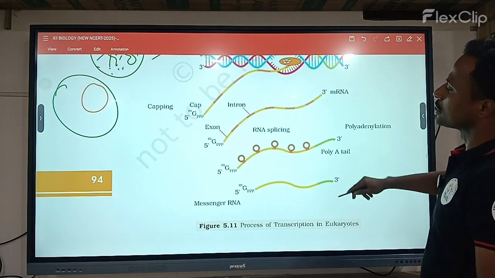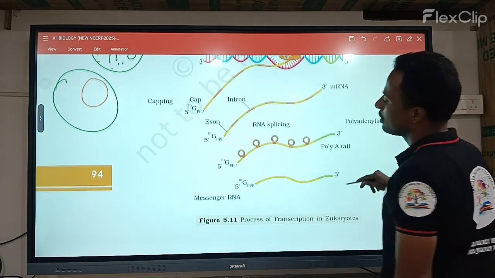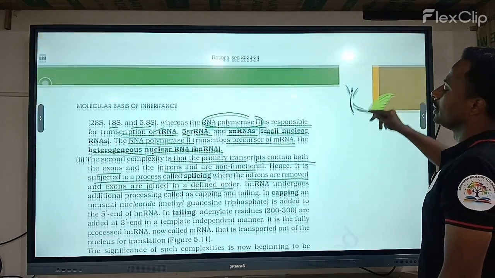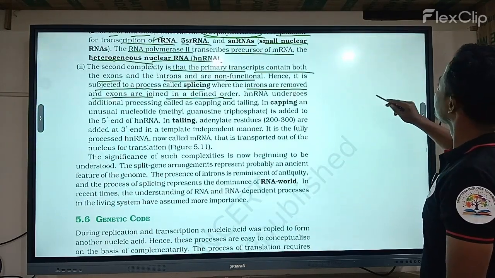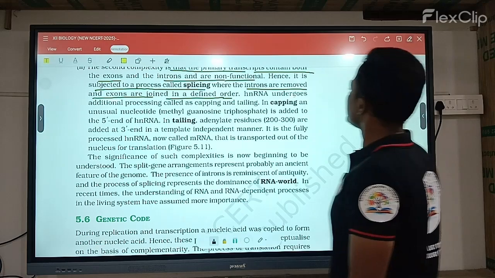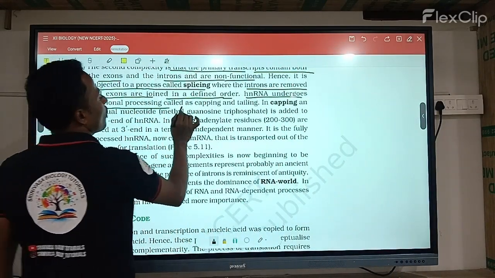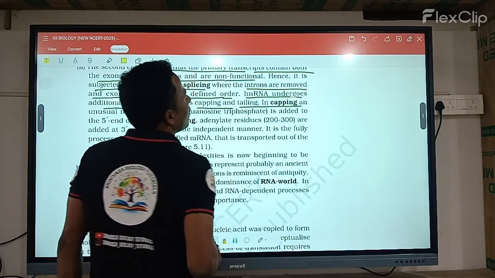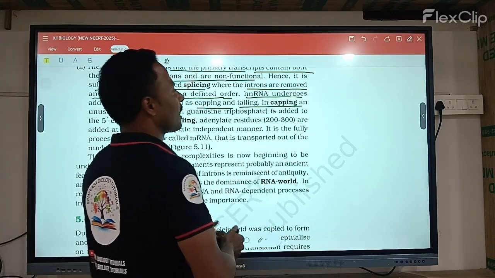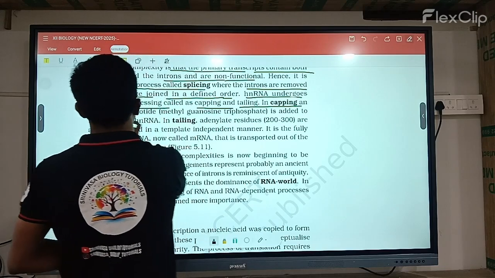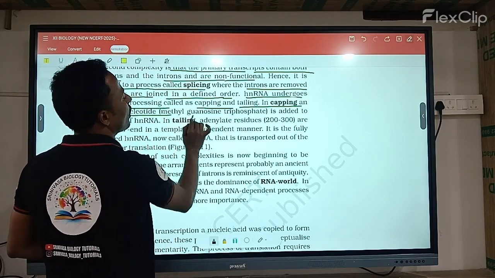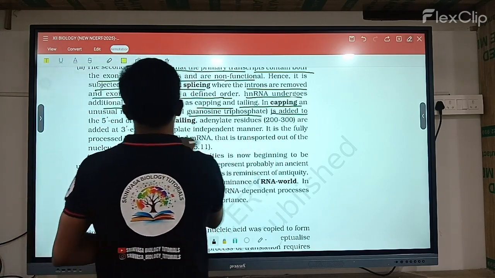Okay, now in this process only guanosine triphosphate is used. Okay, that is next. HnRNA undergoes additional processes called capping and tailing. So what is capping and tailing? In capping, an unusual nucleotide, methyl guanosine triphosphate, is added at the 5 prime end.